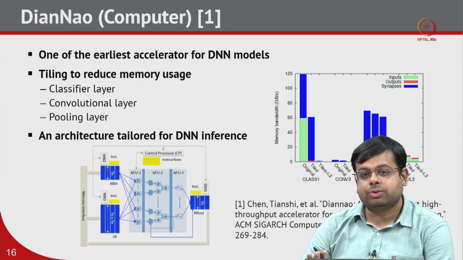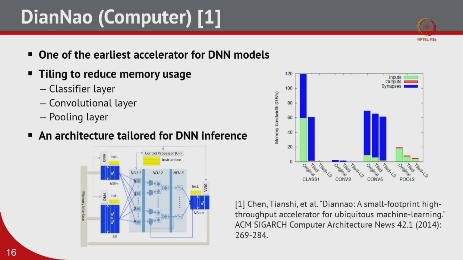So, in the last class we started discussing DianNao, which is one of the earliest accelerators for DNN models. One of the main concepts of this accelerator is tiling to reduce memory usage. Remember, the concept of tiling is that we do not want to fetch all the activations multiple times; rather, we fetch the activations in tiles and finish all the computation corresponding to each tile in one go.